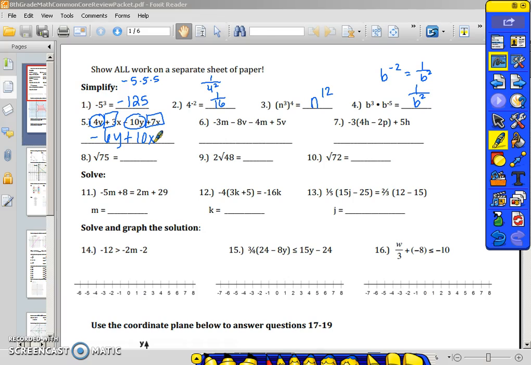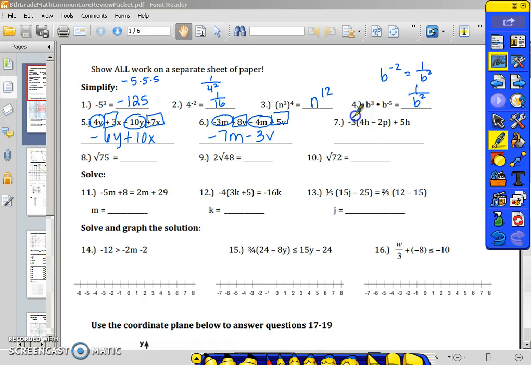For number 6, -3m and -4m is -7m. And -8v and positive 5v is -3v. So -7m minus 3v.